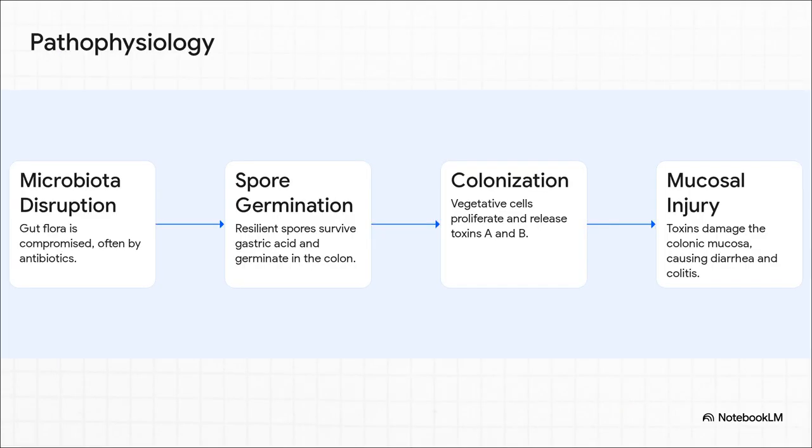The pathophysiology follows a very clear, almost textbook sequence. It's all initiated by a disruption, an insult to the gut microbiota, that creates an ecologic vacuum. This allows these incredibly resilient spores to survive the stomach acid, germinate in the colon, and then the vegetative cells proliferate, pumping out the toxins that do the real damage.